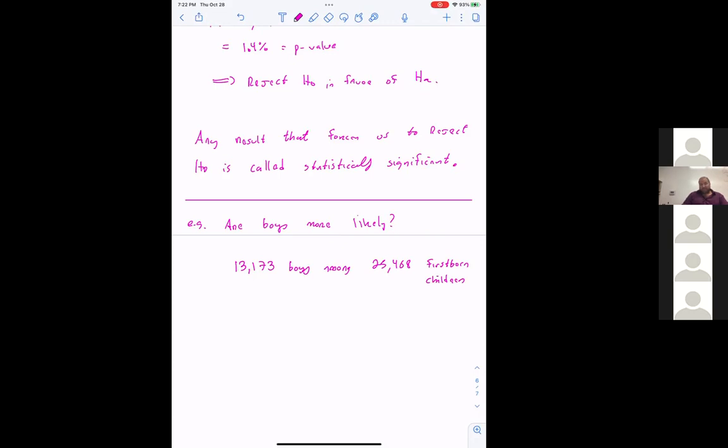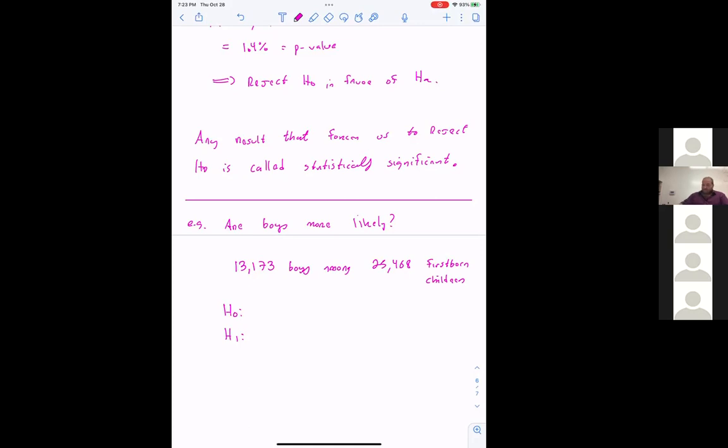Based upon this data, which, by the way, was an observational study, because what experiment can you actually do here? Among 25,468 firstborn children, we found that 13,173 of them were boys. The question is, can we conclude from this that boys are more likely? So what is the null hypothesis and what is the alternative hypothesis with this question?